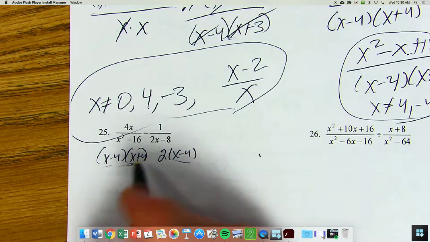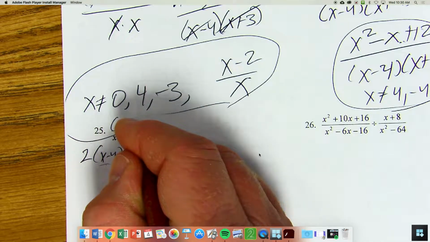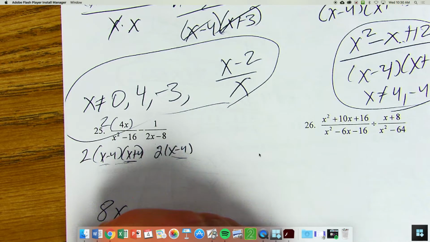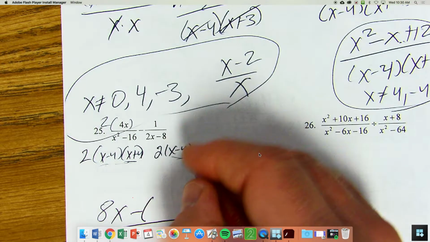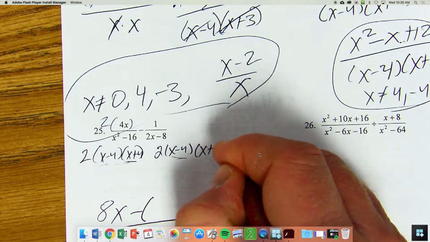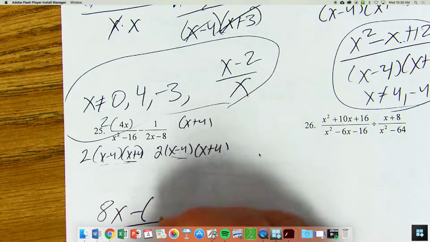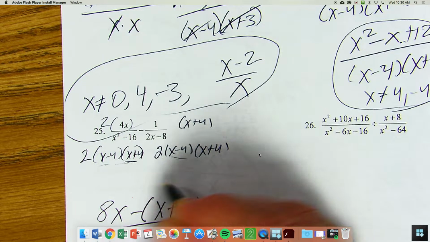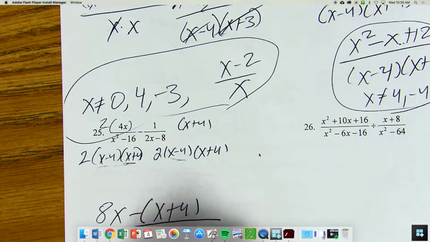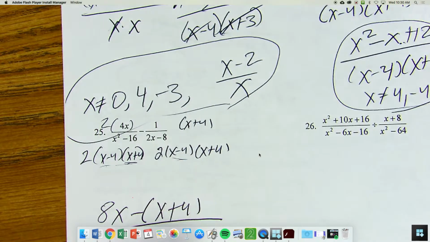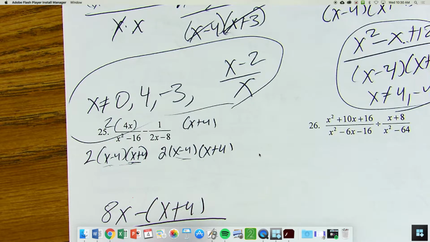Okay, so what is this one lacking? It's lacking a 2, so I multiply this one by 2. That's 8x. Minus, I'm going to subtract out everything I get over here. This one's lacking the x plus 4, top and bottom. So that's going to be 1 times x plus 4, which is x plus 4. 8x minus x is 7x minus 4 over 2 times x minus 4 and x plus 4.